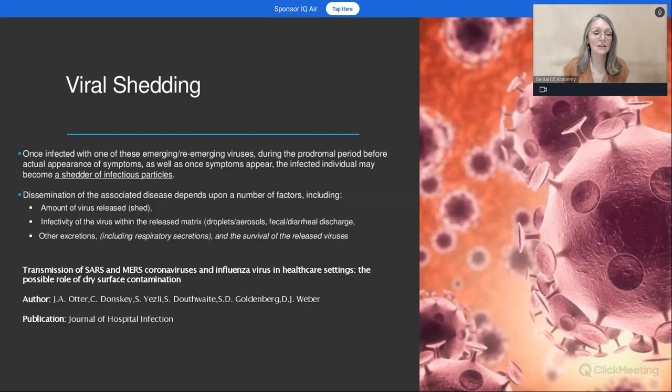Once infected with one of these viruses during the prodromal period, prodromal is prior to the actual appearance of clinical symptoms, as well as once those symptoms appear, the infected individual may become a shedder of infectious particles. They may not know it. You may not know it. We're not asking them on the health history form, are you shedding viral particles?